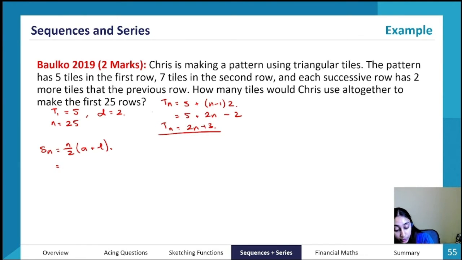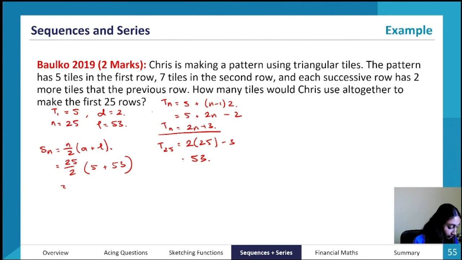We don't have L though, so we'll need to use this equation to find L. So T25 will be equal to 2 times 25 plus 3, which will be 53. Okay, so L is equal to 53. So we can write 25 on 2, 5 plus 53. That's 725.